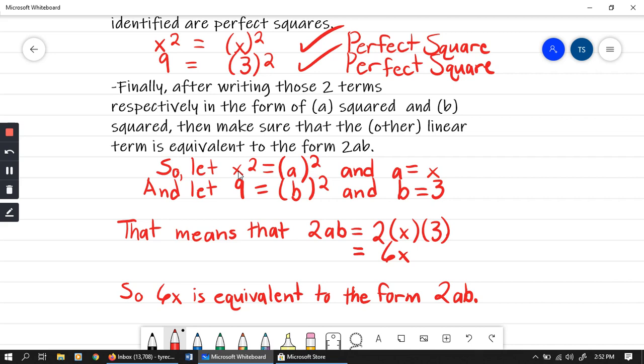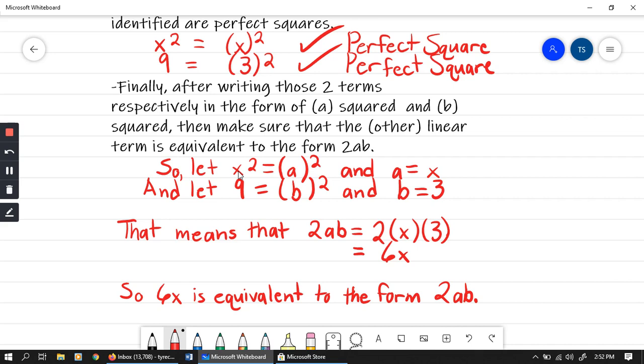So if b is equal to 3, that means that 2ab, 2 times a times b, must be equal to 2 times x times 3, if we substitute those values that we just put there. That a is x, so that's 2 times x, and b is 3, so times 3. Just plugging those values in for a and for b. So if that is the case, that means that 2ab is actually equal to 6x.